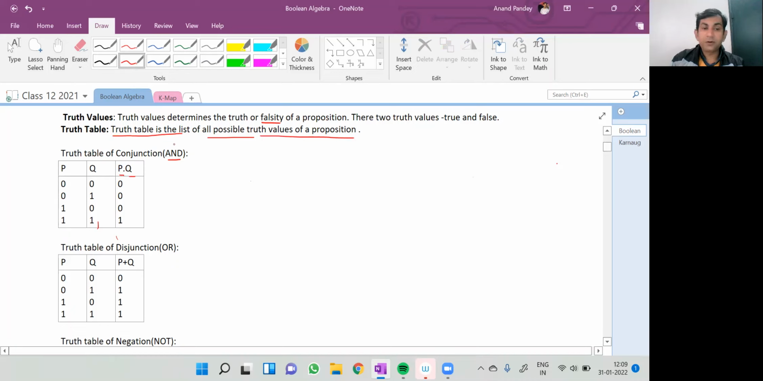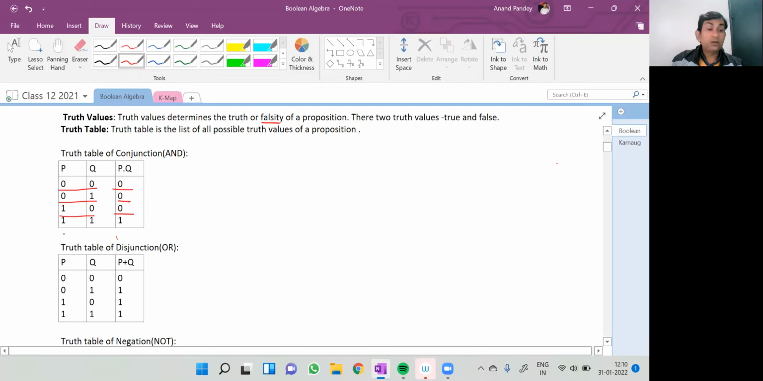The same thing happens if you remember in case of logical operator in Java. If you join two conditions by logical AND operator, then what happens if any one of the conditions is false, means 0, then the result is false. The same thing, if any one of the input is 0, then output will be 0. दोनों में से एक भी input अगर 0 होगा तो output भी क्या आएगा? 0 आएगा. So 0 0 0, 0 1 0, 1 0 0.